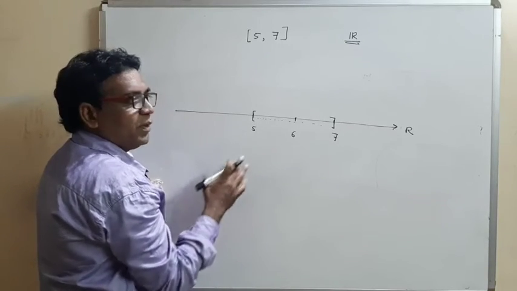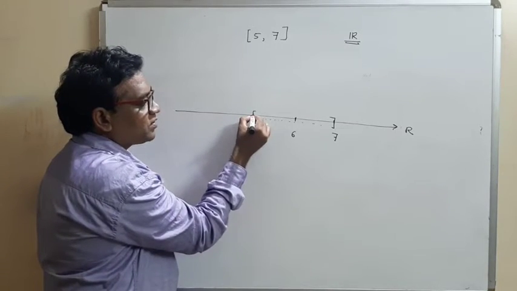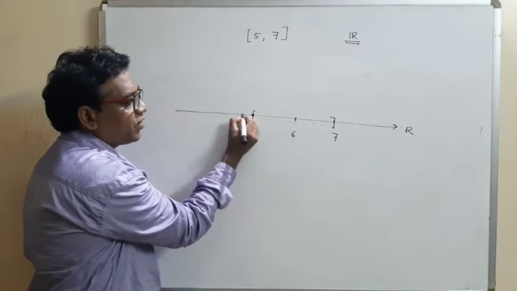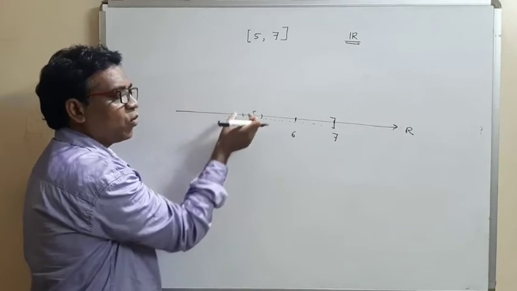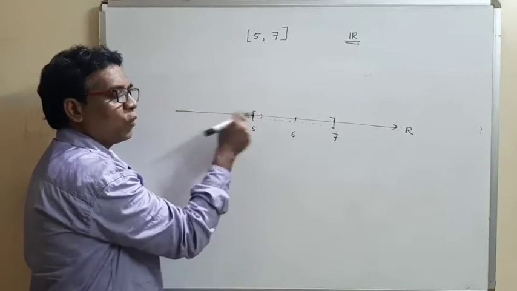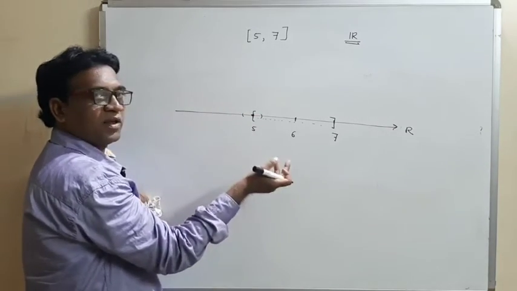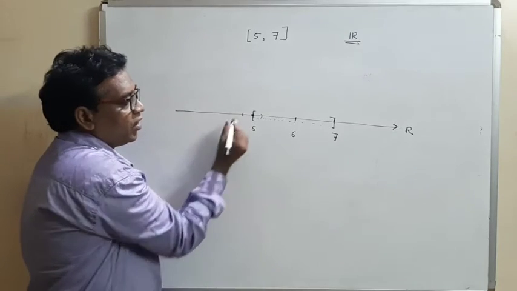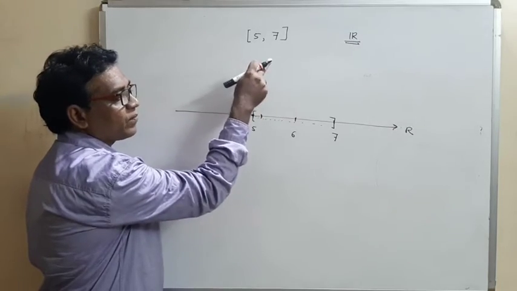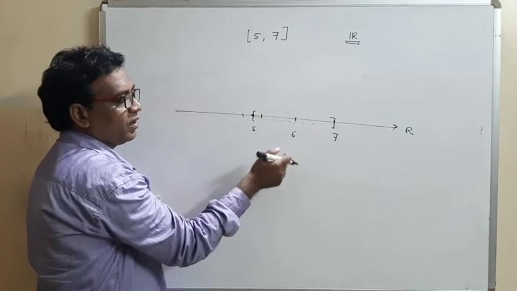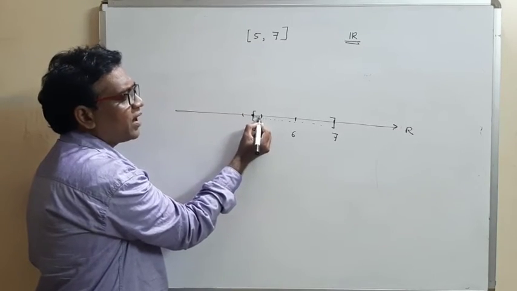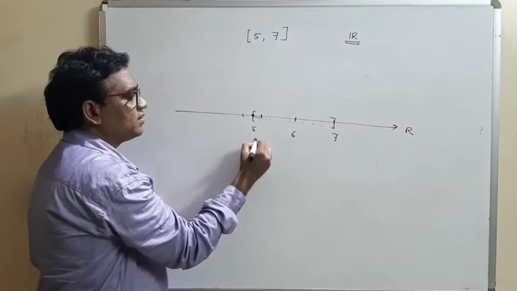Now see what are the limit points. Suppose we take this 5. Now 5 is a limit point, because if we draw an open sphere, which for the real line is just an open interval, then this open sphere contains infinitely many points of the given set. What is the given set? 5 to 7. So if we take the element 5 and draw the open sphere, it contains infinitely many points of the given set. So this is a limit point.